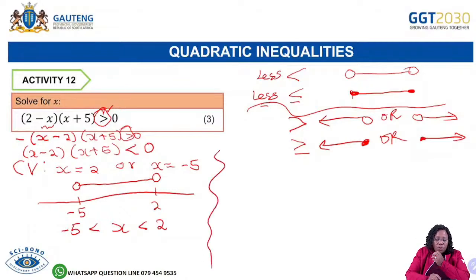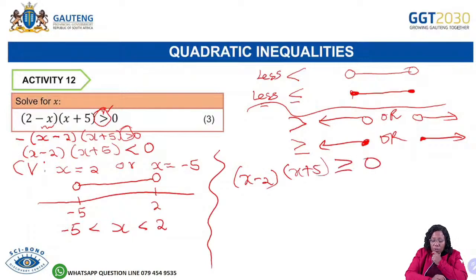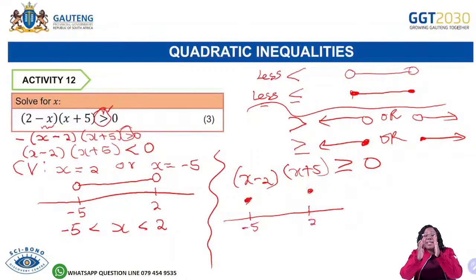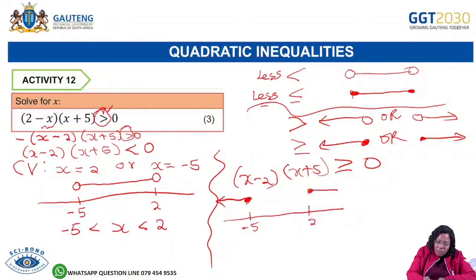now our solution was greater than. Let's say this was x minus 2 into x plus 5 greater than or equal to 0 now. So we will still have the same critical values, minus 5 and 2, but with a closed dot now. And then since it is greater than, we will be shading out. So greater than we shade out, then it will be shaded out like that.